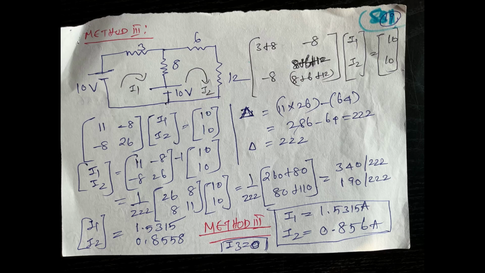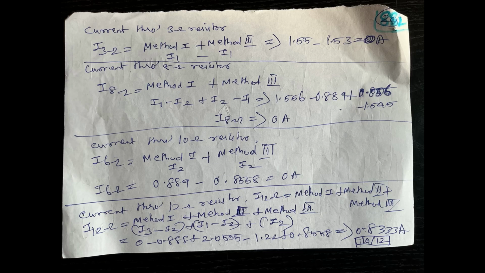I3 is 0 in method 3 because there is no mesh 3; it is short circuited. So I3 is 0, kindly note. We find I1 as 1.5 ampere and I2 as 0.856 ampere, using the matrix mathematical functions. Finally we find the currents in the different resistors in the above network.